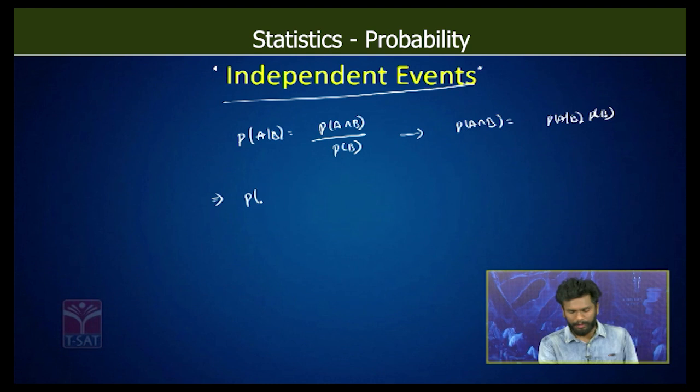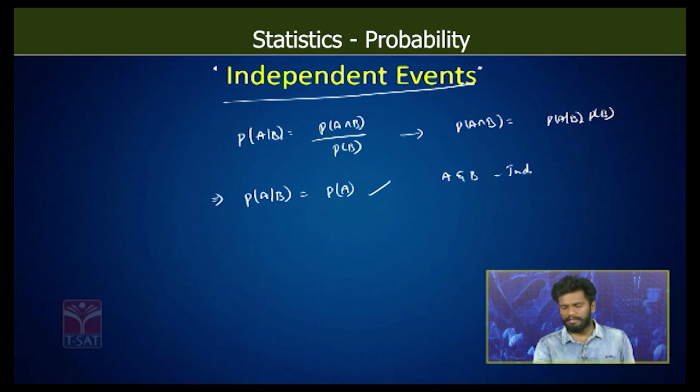Now when P of A given B is equal to the probability of A alone, when probability of A given that B has already occurred is equal to probability of that A alone, then we can say that A and B are independent events.